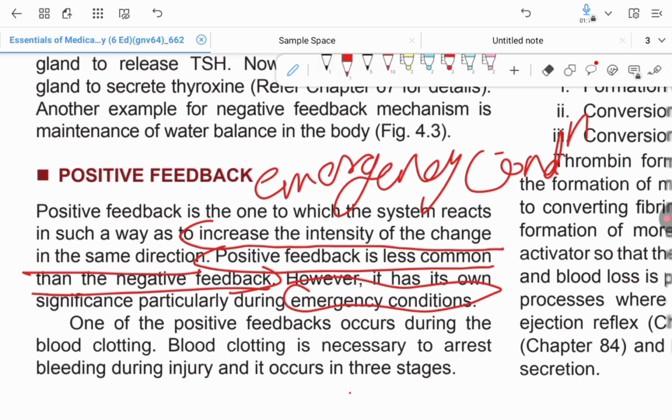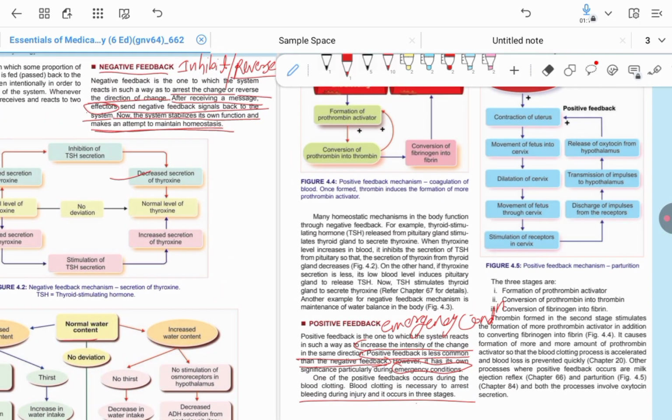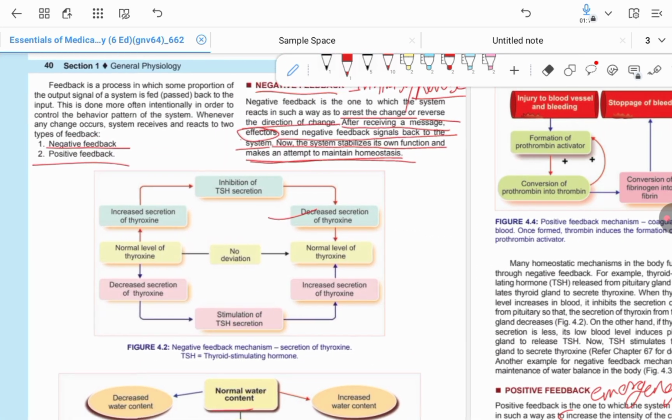One example of positive feedback occurs during blood clotting. Blood clotting is necessary to arrest the bleeding during an injury and occurs in three stages. So let's see the examples one by one. First, let's see the examples of negative feedback.